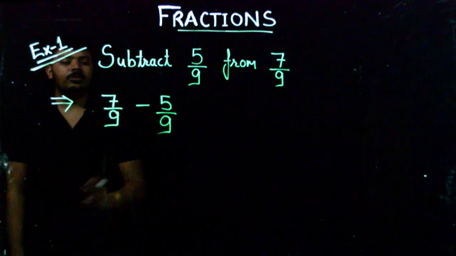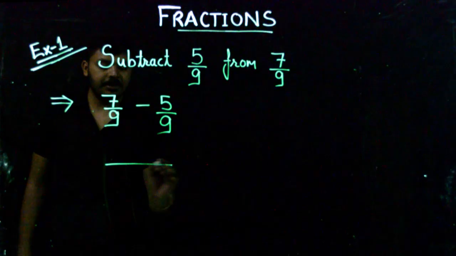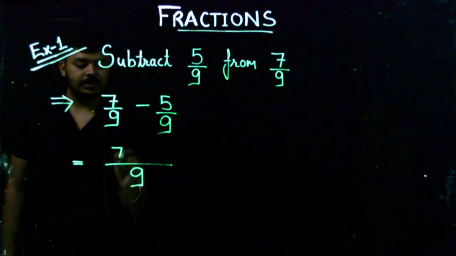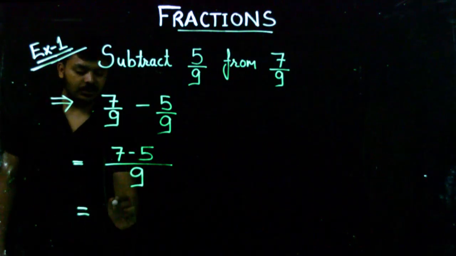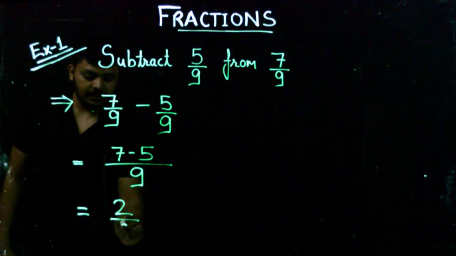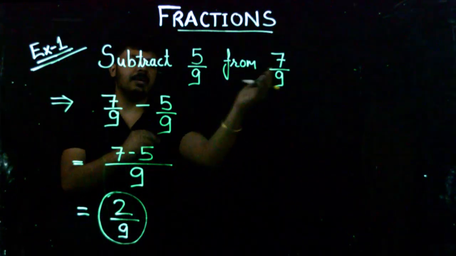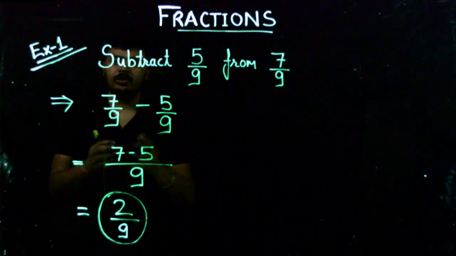In order to subtract the two, what do we need to do? First have a common denominator, that is 9, and subtract the numerators, that is 7 minus 5. So 7 minus 5 is 2. So our answer is 2 by 9. This is the answer when we subtract 5 by 9 from 7 by 9. So I hope students you have understood how to subtract two like fractions.